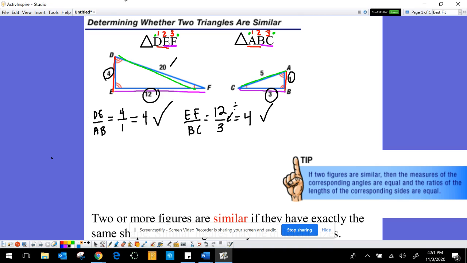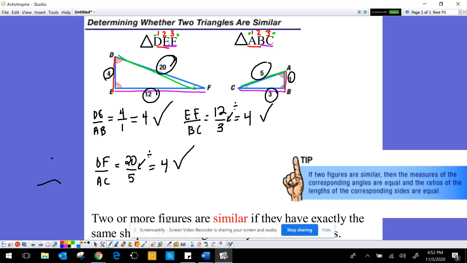Let's test out the third pair of corresponding sides, which were DF and AC. So DF was 20, and AC was 5. Again, a fraction means division. 20 divided by 5 is 4. So all of them gave us 4 when we simplified the ratios.